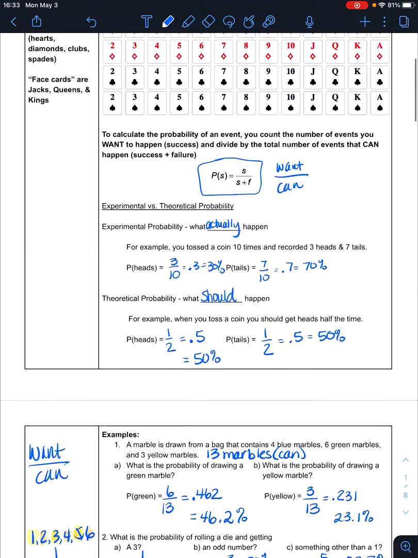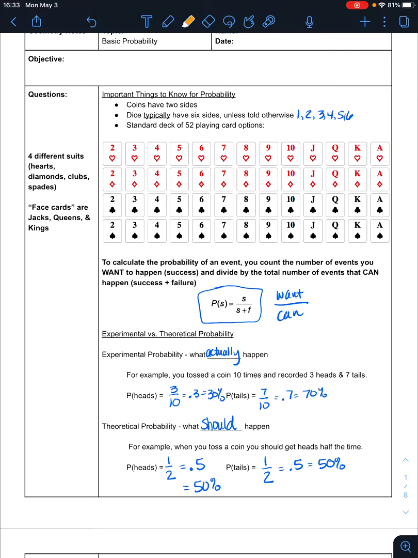So really what's the important part is this right here. Probability comes down to the number of events that I want to happen over the number of events that are possible that can happen.